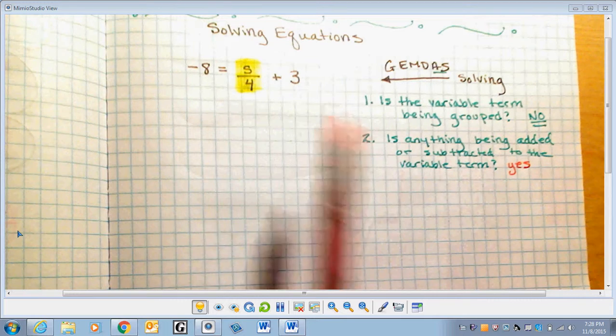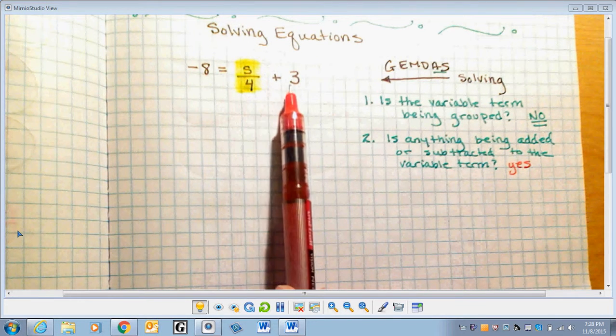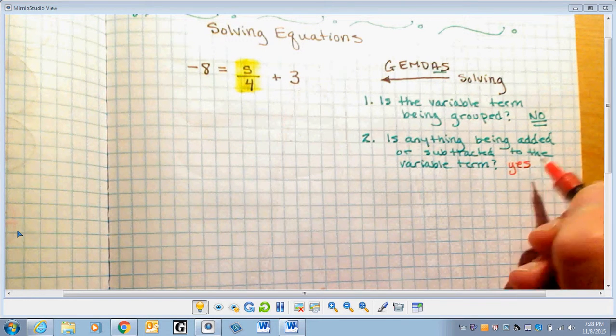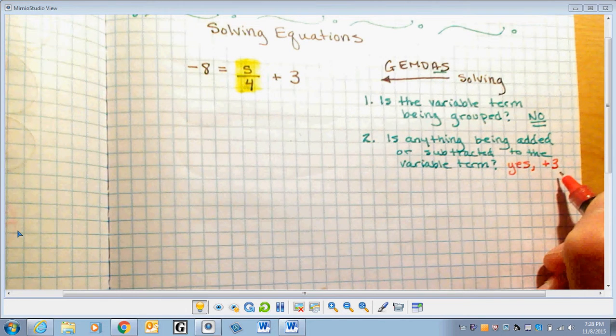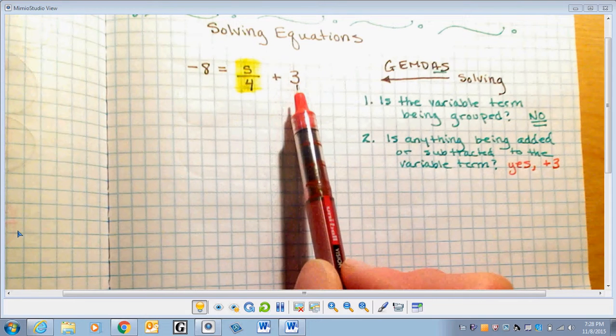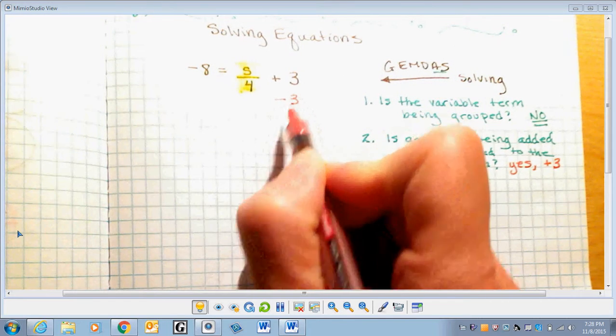Okay, so what is being added or subtracted to this variable term? Well, 3 is being added, isn't it? So yes, we have a 3 being added, don't we? So I'm going to put a plus 3 there. That means I want to get this plus 3 to turn into a 0. So in order to do that, I'm going to subtract 3.